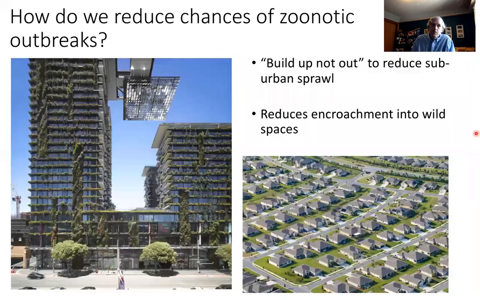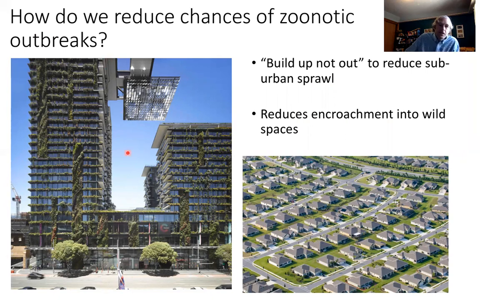Other things we can do? Well, reducing urban sprawl, reducing encroachment into natural areas. And one of the ways that's been proposed is doing something called build up, not out, to reduce suburban sprawl, because this up, not out reduces encroachment into wild spaces. I just wanted to show a couple of examples of this. So this is a place in Sydney that is a building that was right opposite the university I used to work at. It's in Central Park.